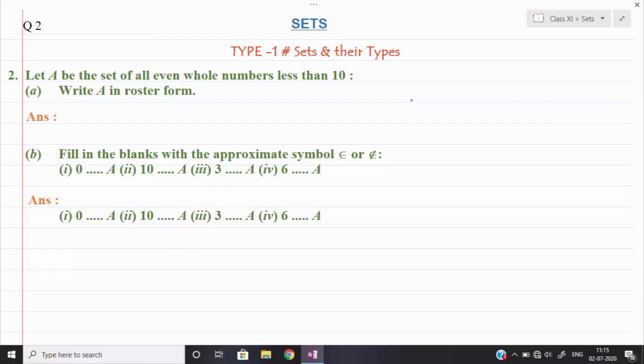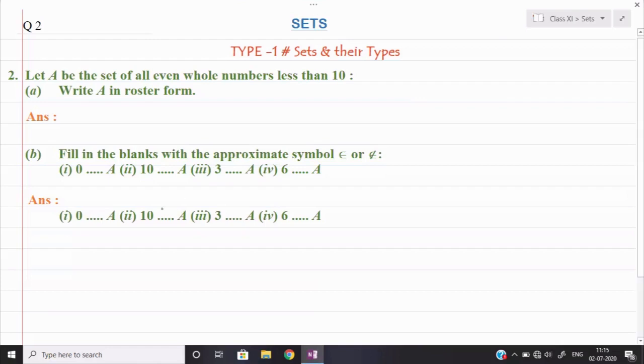2 divided by 2 is 1, 4 divided by 2 is 2. Similarly, if a number is divisible by 2, we can say it is an even number, and 0 divided by 2 comes equal to 0. So we can say 0 is an even number.